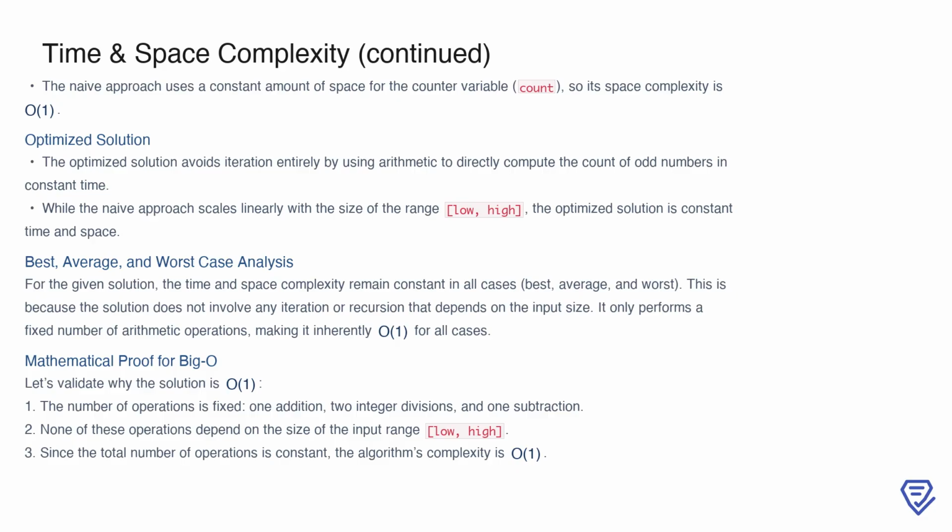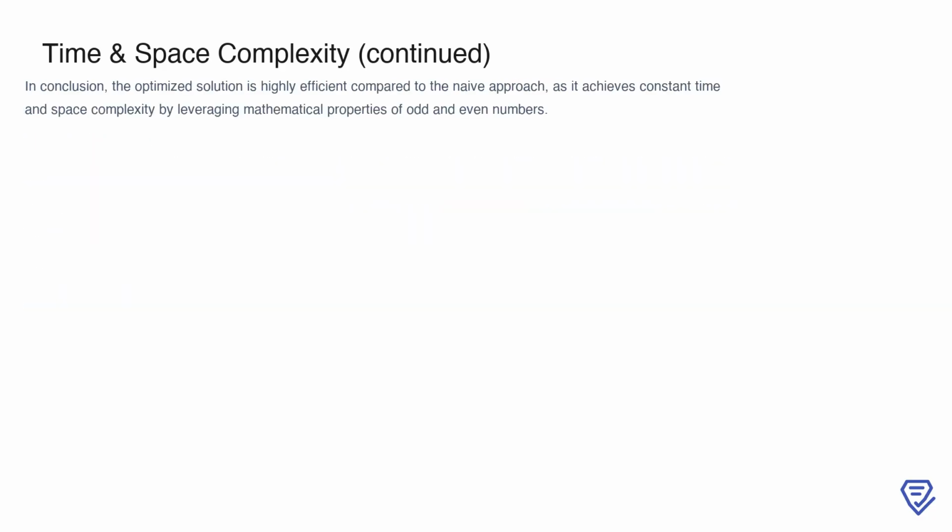Additionally, when analyzing the solution for best, average, and worst-case scenarios, the time and space complexities remain constant. This is because the algorithm performs a fixed number of operations regardless of the input values. There's no iteration, no recursion, and no dependency on the size of the input, which means the complexity stays O(1) in all cases. In conclusion, the optimized solution is far more efficient than the naive approach because it achieves constant time and space complexity through the use of mathematical properties of odd and even numbers.